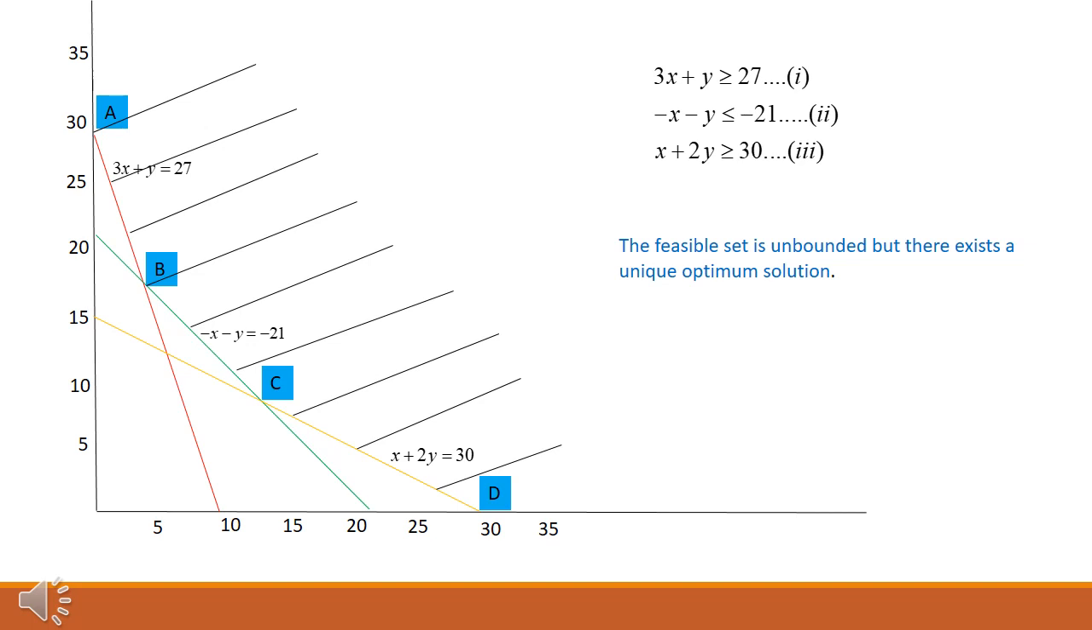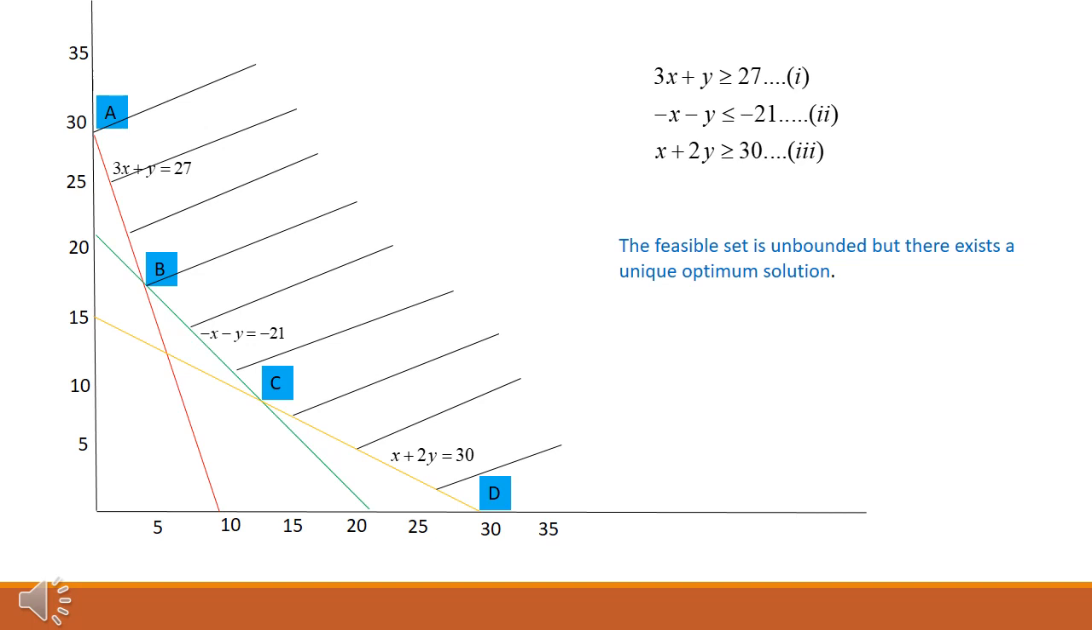For the first one, putting x and y equal to 0 does not satisfy the inequality. So the valid region is to the right hand side of the red line away from the origin. For the second line, again the inequality is not satisfied at x equal to 0 and y equal to 0. So the valid side is to the right side of the green line, and same with the third constraint. So the shaded part is the feasible region, and you can see that it is unbounded.